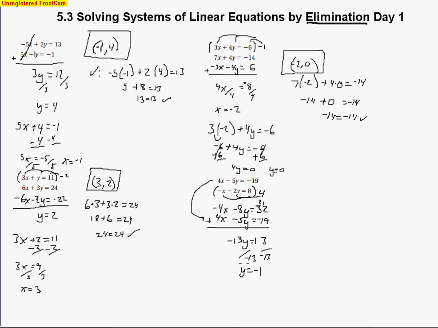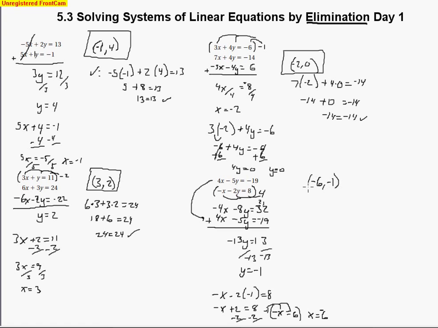So I go ahead and substitute back in, and I'll put it into this equation before I modified it. Negative x minus 2 times negative 1 equals 8. So that's negative x plus 2, because the negative and the negative cancel each other out, equals 8. So I subtract the 2 from both sides. That leaves me with negative x equals positive 6. So when I multiply by a negative 1, all numbers there, it's going to end up being x equals negative 6. So I'm going to go ahead and write my ordered pair down, negative 6 comma negative 1.